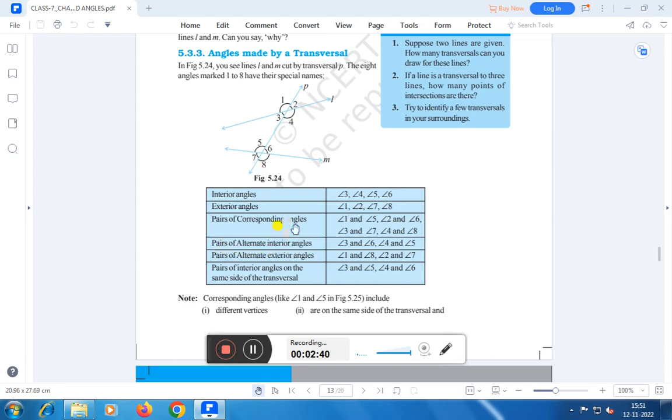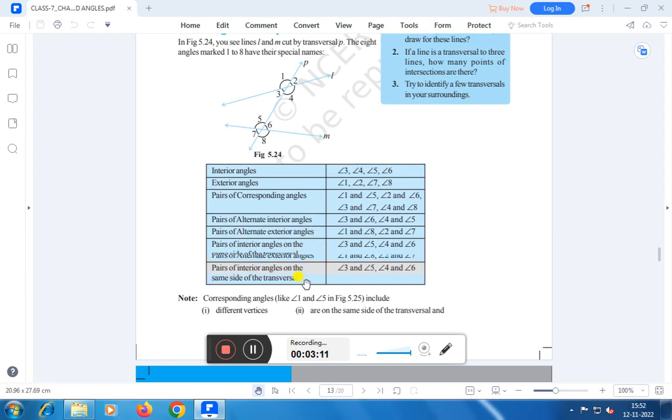Pairs of alternate interior angles. Alternate means angle 3 and angle 6, angle 4 and angle 5. These are pairs of alternate interior angles. Pairs of alternate exterior angles: angle 1 and angle 8, angle 2 and angle 7, right? Angle 2 and angle 7, angle 1 and angle 8, these are pairs of alternate exterior angles.